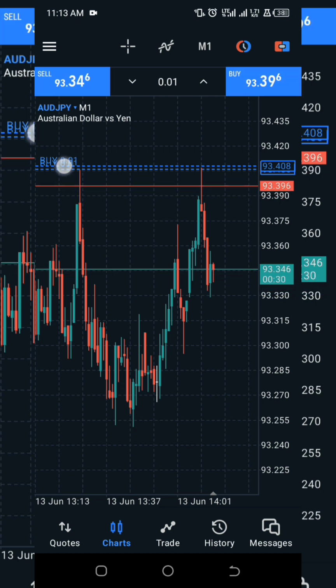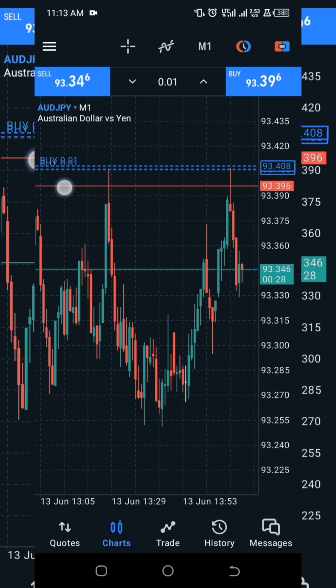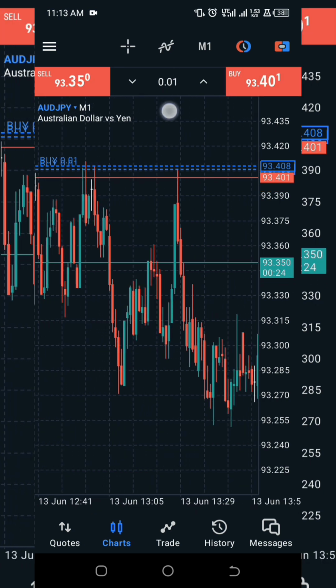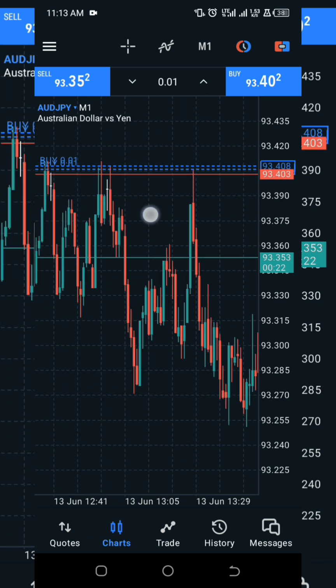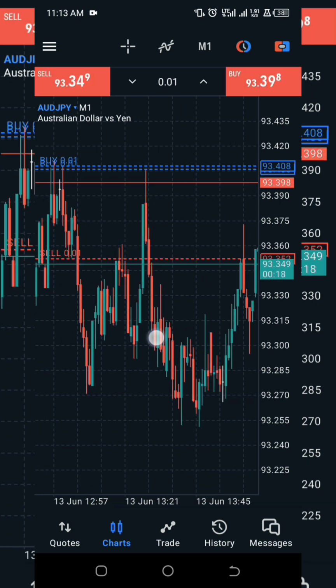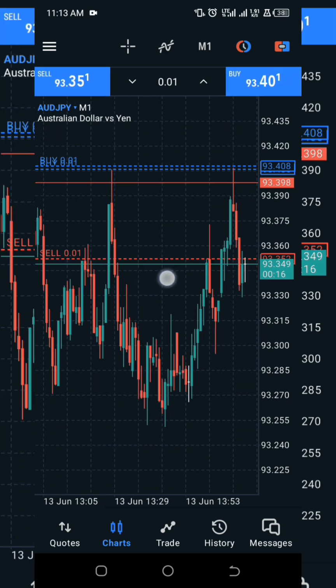So you see over here it will be written 0.01. That is the lot size. We'll talk about it. Then let's go to sell. Did you see what happened? Immediately I did a sell, the bid price came over here.